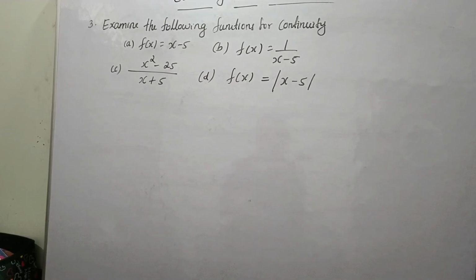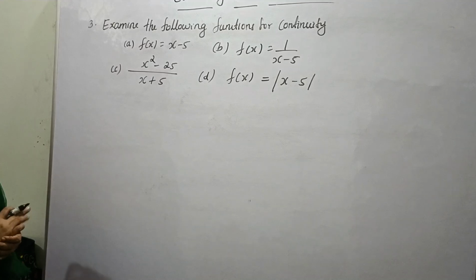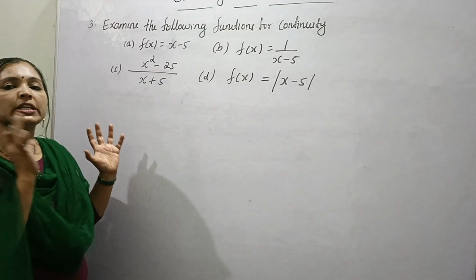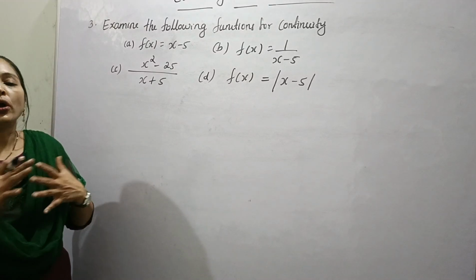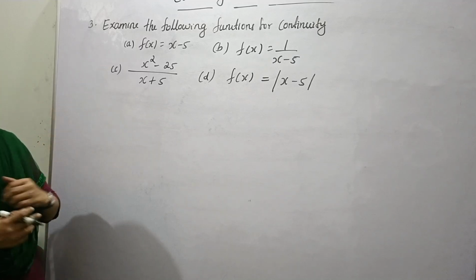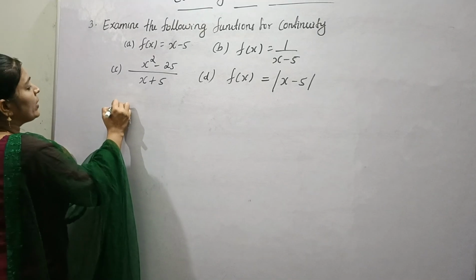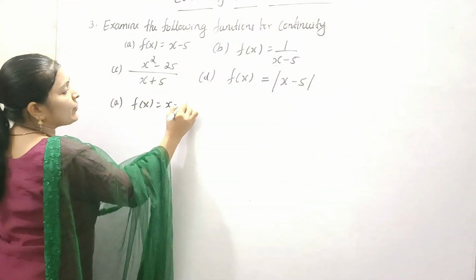The third one is, examine the following functions for continuity. First one, f of x is equal to x minus 5. Here we have to check whether the given function is a continuous function or not. That is not at any specific point. So here let's check it one by one. First one, f of x is equal to x minus 5.